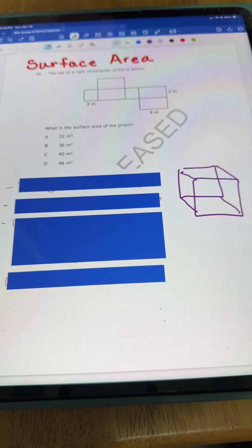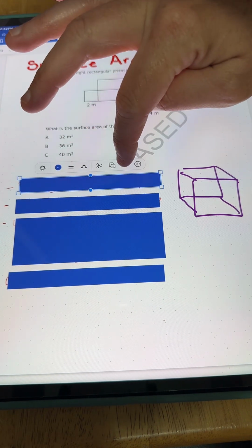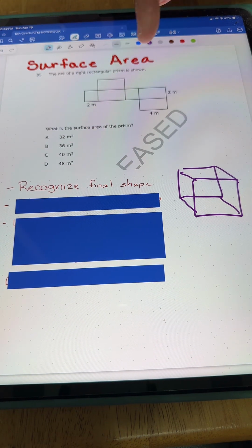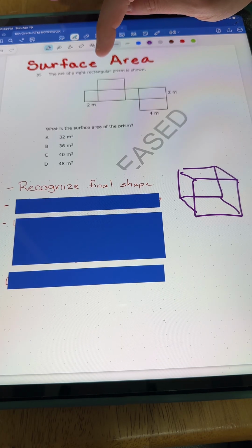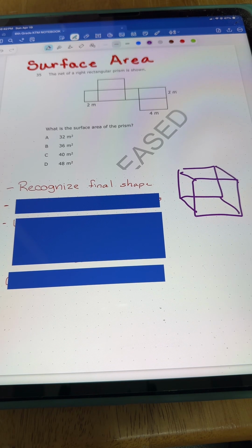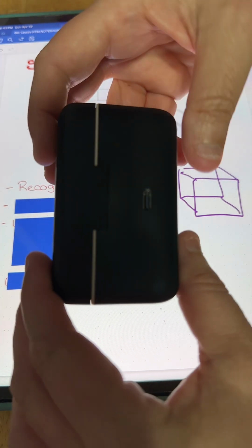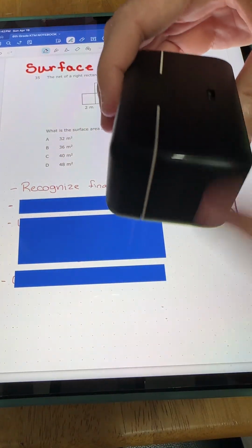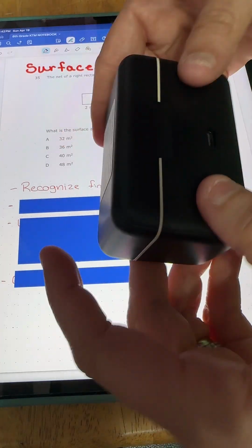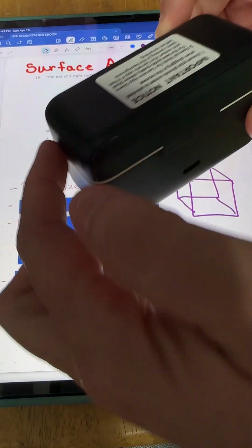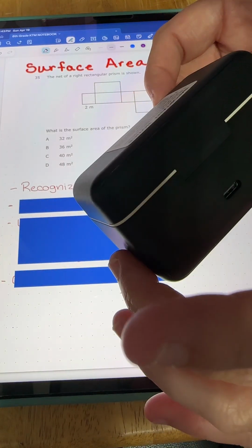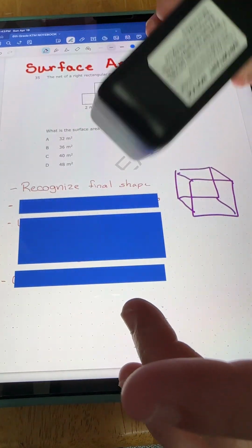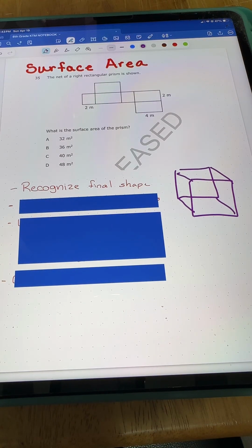So our first step is to recognize our final shape. We can look at this and know that it is a rectangular prism. Granted, in this instance it tells you, sometimes it doesn't. This is not a great example, but it is an example. We have two sides that are the same, which if this was sitting up would be the front and the back. Then we have the top and the bottom, and then the sides. So you kind of know what a rectangular prism looks like.